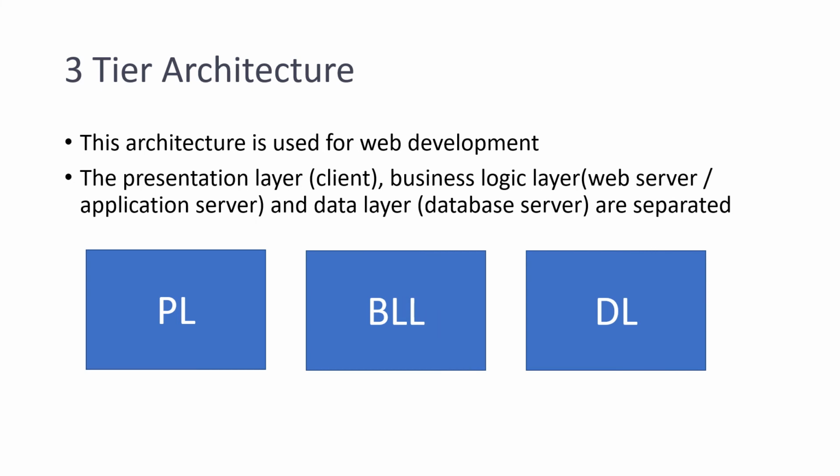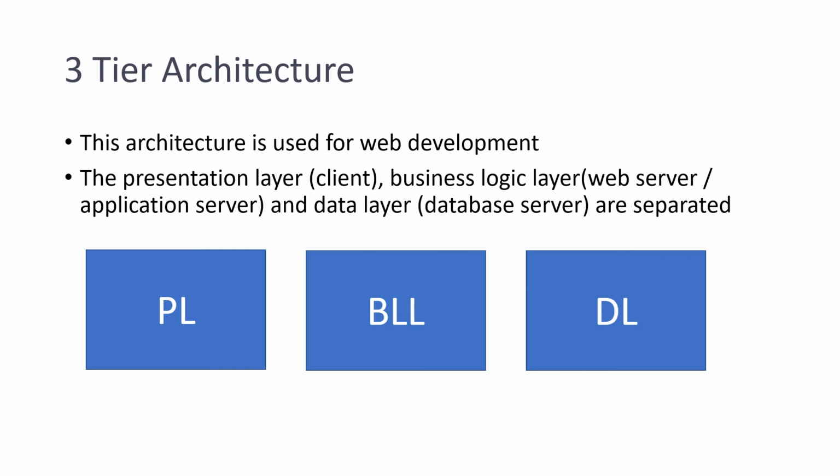So moving ahead, people realized the importance of separating all the three layers, that is the software components, and they came up with the three-tier architecture. This is mostly used for web development. The presentation layer, the business logic layer and the data layer are all separated.